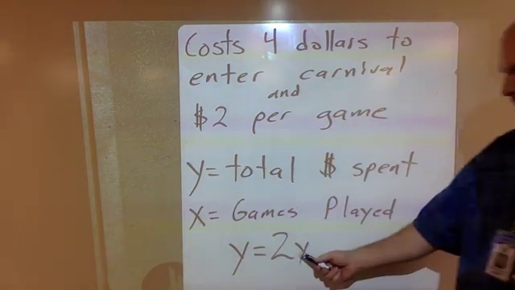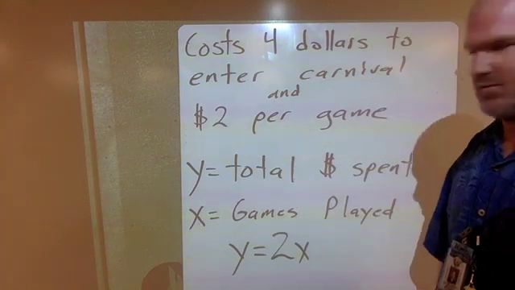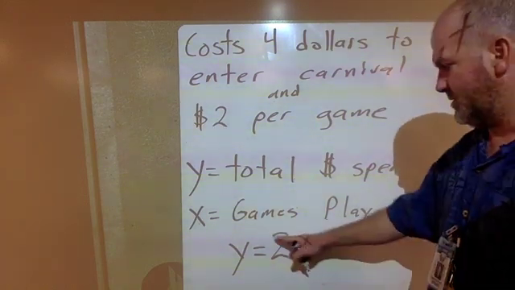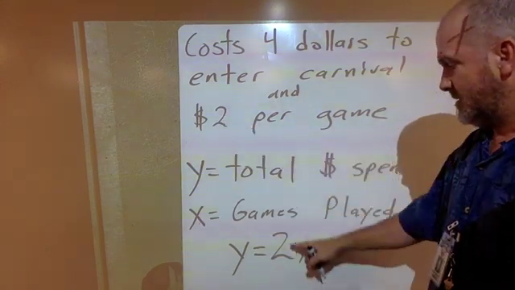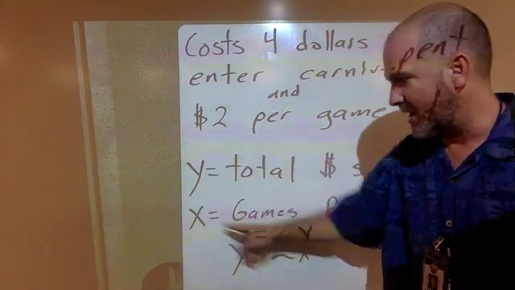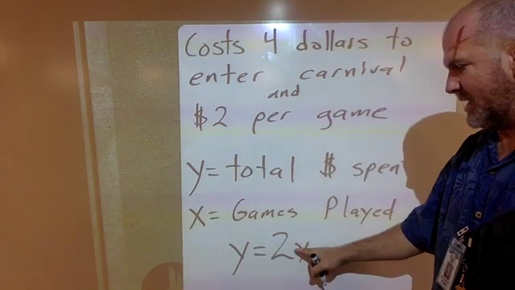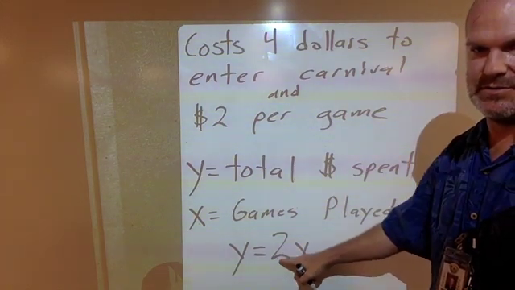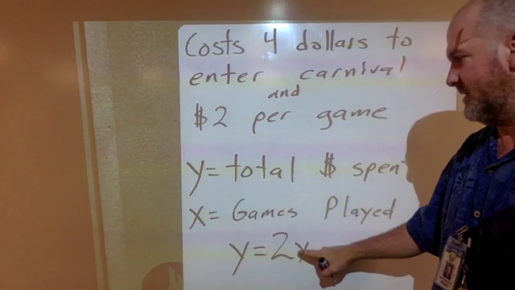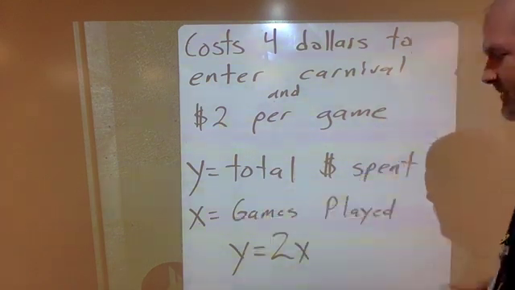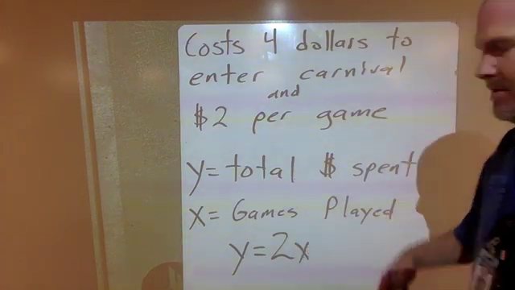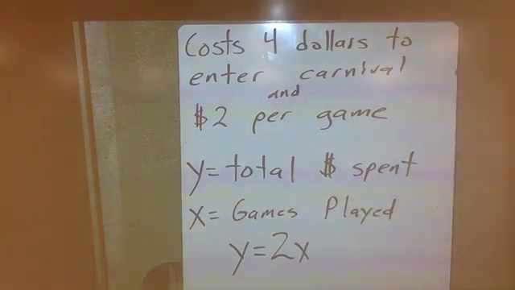If you played 3 games, 2 times 3 is 6. If you played 4 games, 2 times 4 is 8. It's the $2 multiplying by x. The reason we know this is multiplying is there's not a plus or minus in between our number and our variable. So this is 2 times that variable. And that variable represents the games we played. So y equals 2 times x, $2 per game, plus, don't forget about, plus the $4 that it cost you to get in.